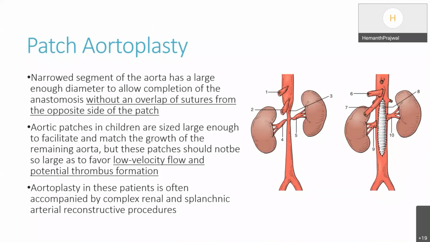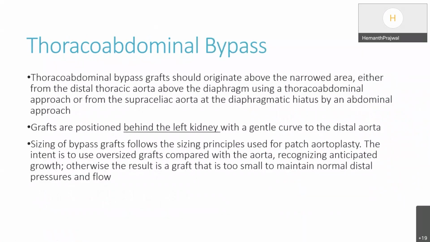The aortic patches in children are sized large enough to match the growth of the remaining aorta, but these patches should not be so large as to favor low flow, low velocity flow, and potential thrombus formation. The aortoplasty in these patients is often accompanied by complex renal and splanchnic aortic reconstructive procedures, as seen in this diagram. The thoracoabdominal bypass graft should originate above the narrowed area, either from the distal thoracic aorta above the diaphragm using a thoracoabdominal approach, or from the supraceliac aorta at the diaphragmatic axis by an abdominal approach.